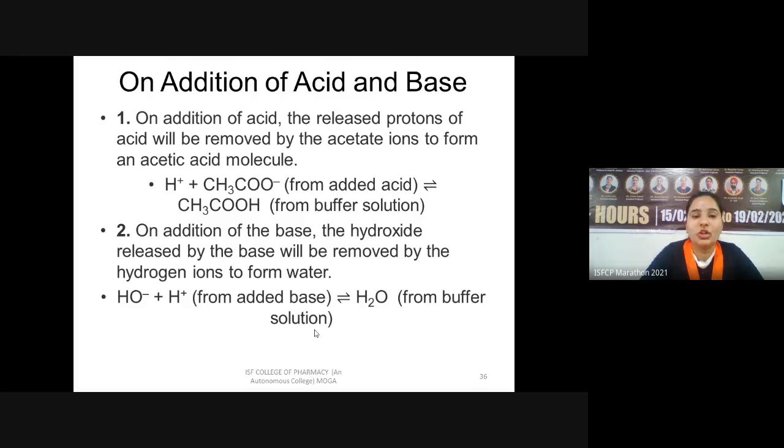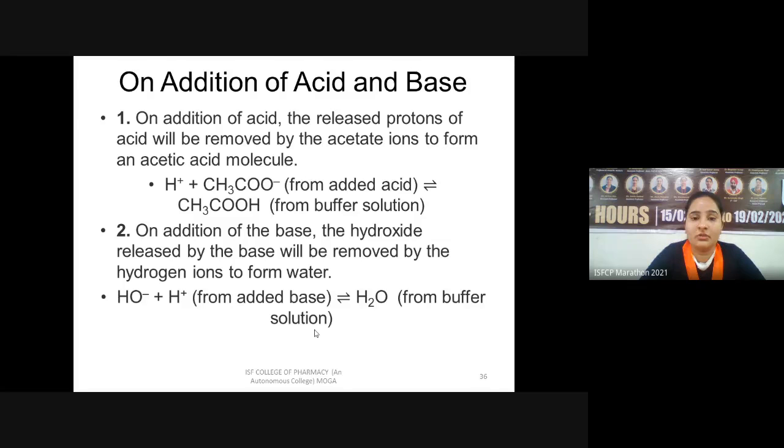The acid which we have added from outside will be consumed by the acetate ions which were already present in the acidic buffer. Since all the protons which we added from outside have been used, there will be no change in the pH of the solution. So this is the mechanism working behind buffer solutions. The protons added from outside are removed by the acetate ions to form acetic acid, and hence the number of proton ions will be the same, and the pH will also be the same.